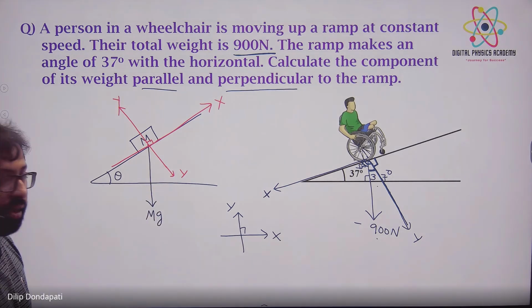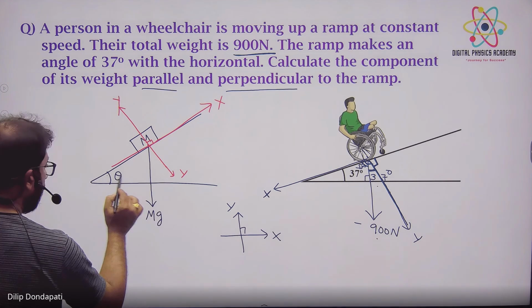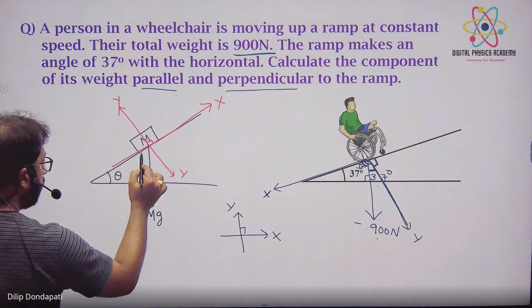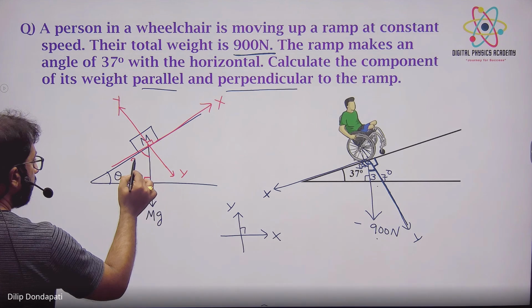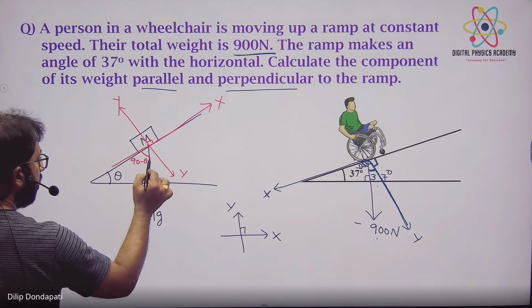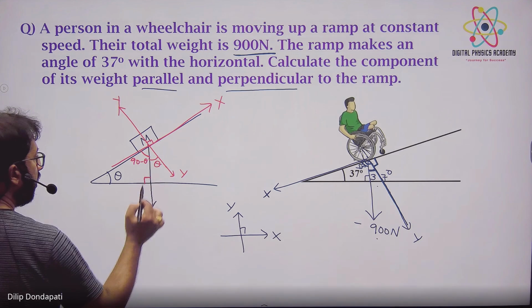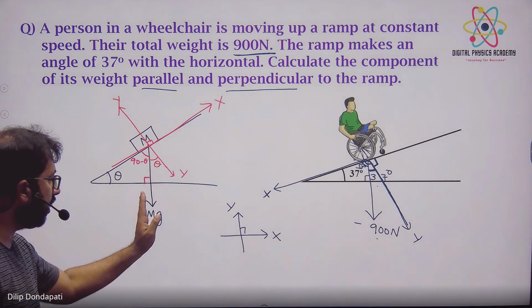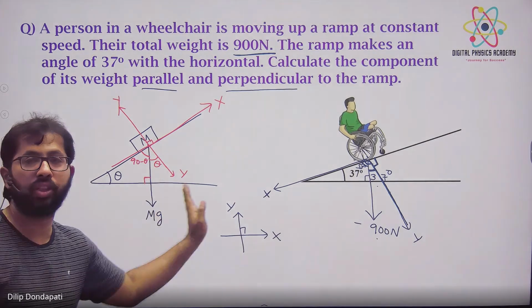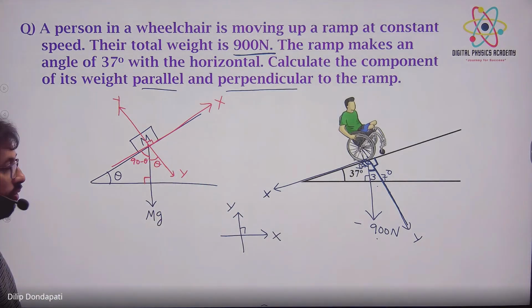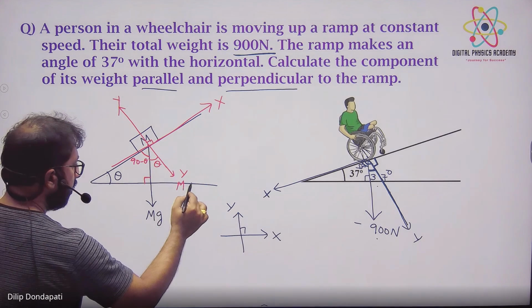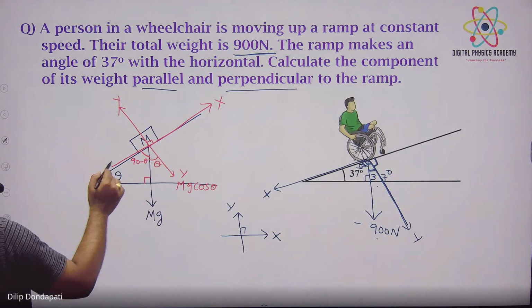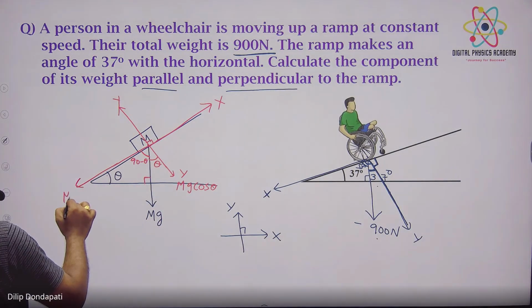So what do I do? Find theta. This is theta, this is 90, so this will be 90 minus theta, and this will be theta. Now resolve the component along this direction. Tell me, along the y direction, what is the component here? It is mg cos theta. And along the perpendicular, anticlockwise, along this direction, it will be mg sin theta.